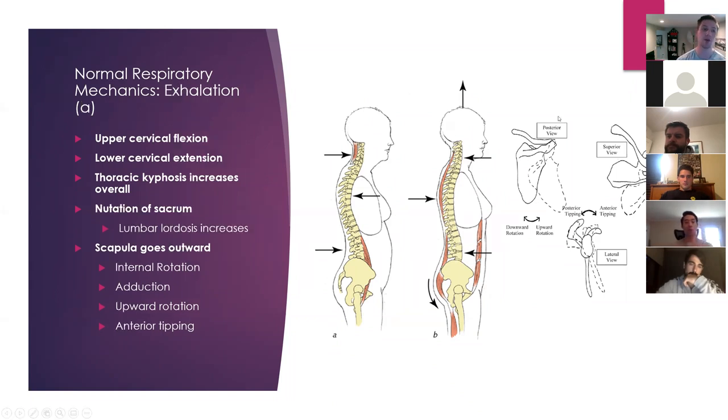As we exhale, we're going to go into upper cervical flexion, lower cervical extension, thoracic kyphosis increases overall, nutation of the sacrum, which leads to increased lumbar lordosis, and the scapula is going to go outward. The scapula goes outward because it tries to almost wrap around the rib cage to squeeze the air out of this. You can think of it like that.